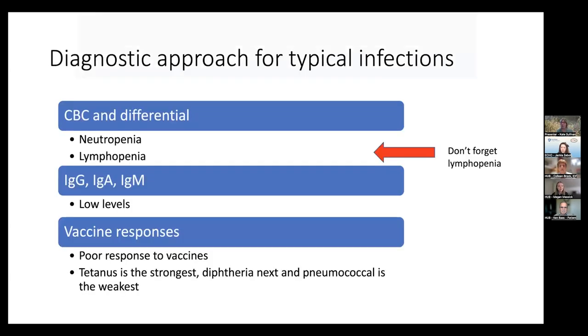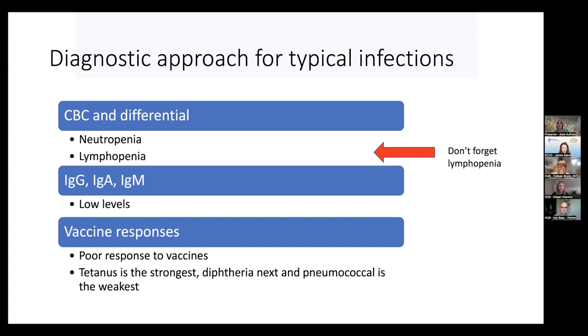The diagnostic approach, a CBC and differential, actually gives you a lot of information. So neutropenia, we're all so trained to look for that. But don't ignore lymphopenia. More often in kids, but certainly worth paying attention to. 70% of your lymphocytes are T cells. If your T cells are low, there's a good chance that your absolute lymphocyte count will be low. So don't forget lymphopenia. We've already talked about immunoglobulin levels.